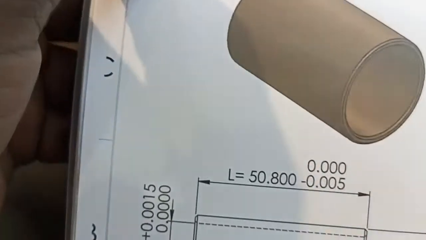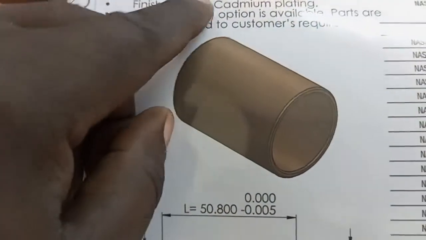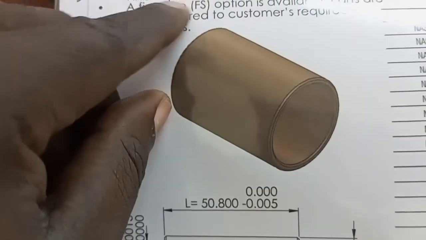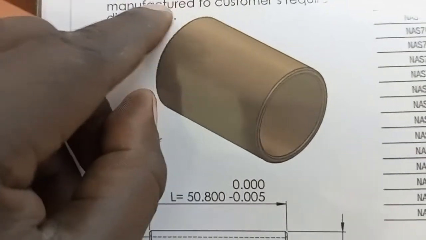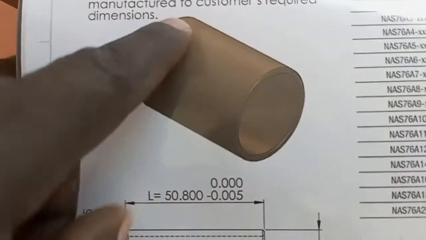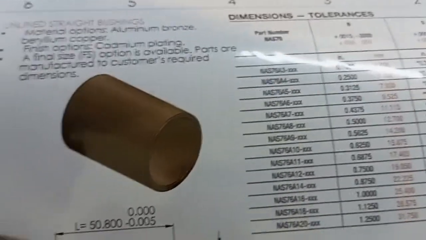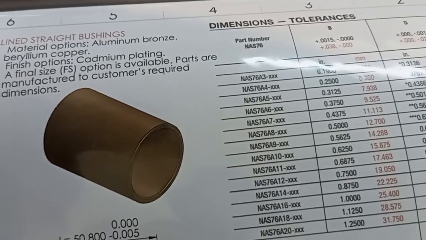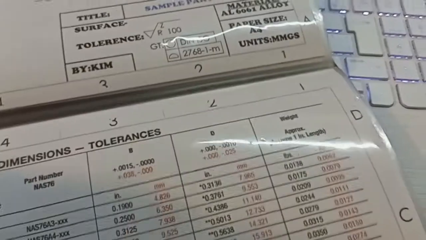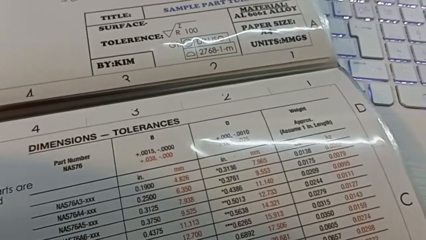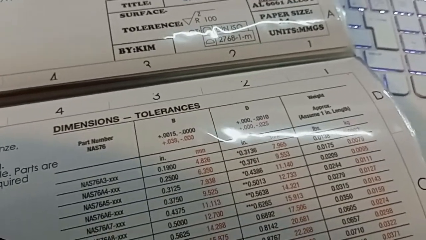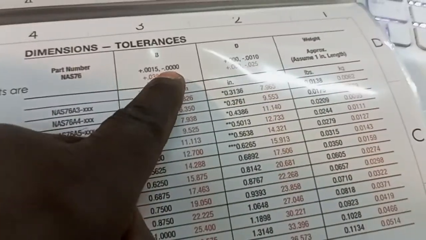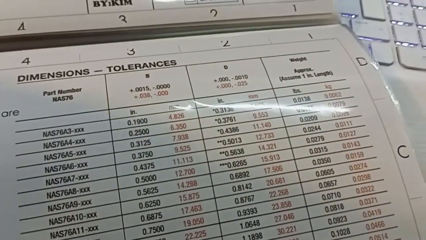Looking at this unlined straight bushing, the material is aluminium, bronze or beryllium copper. Finish options given are cadmium plating, which we will do later if you have it. And then here this is the length which is L, then the maximum diameter is OD, the inside diameter is ID. ID is internal diameter, outside is OD. So looking here, B is OD, D is ID.